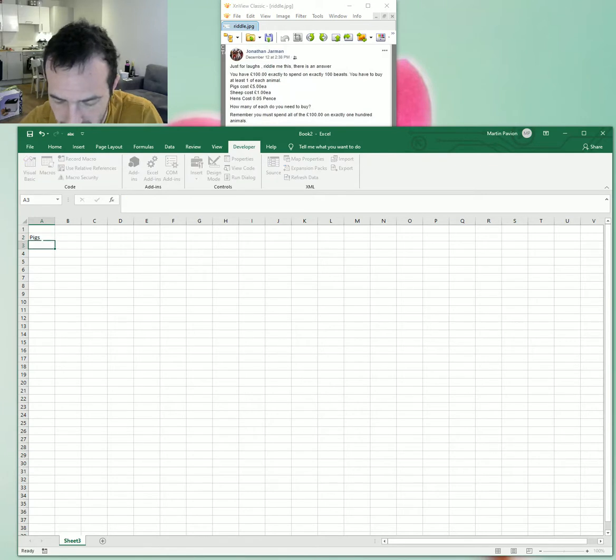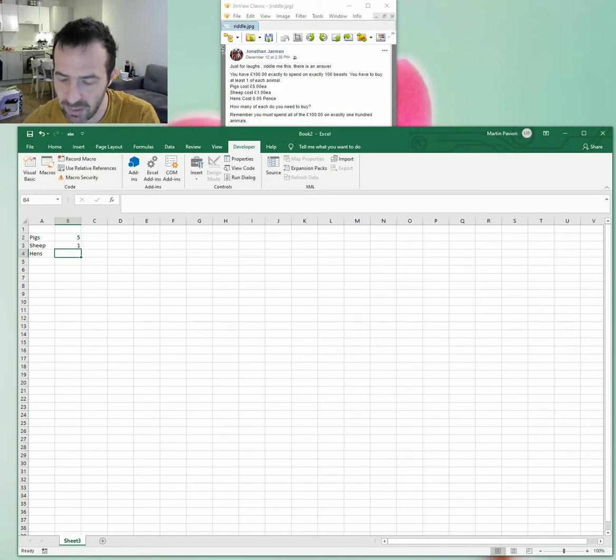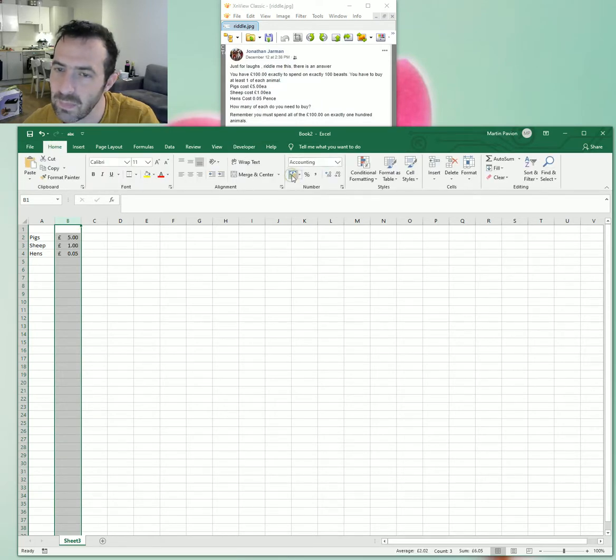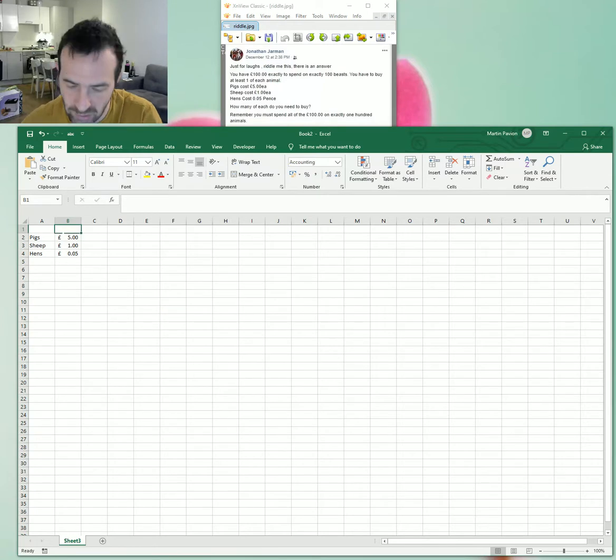So we have pigs, sheep and hens. Pigs are £5, sheep are £1, and hens are 5p. So here's our cost. So first thing I noticed is we can only buy so many of each animal, and because the pigs are most expensive, we've got a range of answers we can have, really. We've got to buy at least one of each, so we know the number of pigs we buy is going to be at least one.